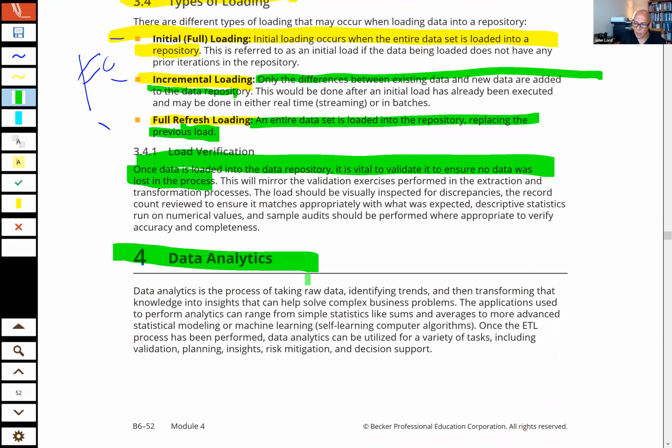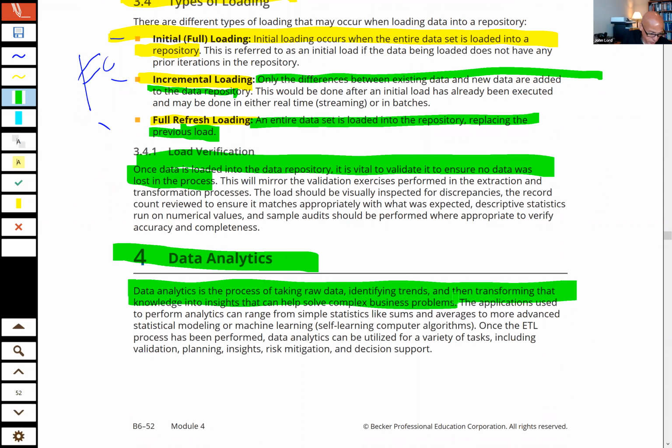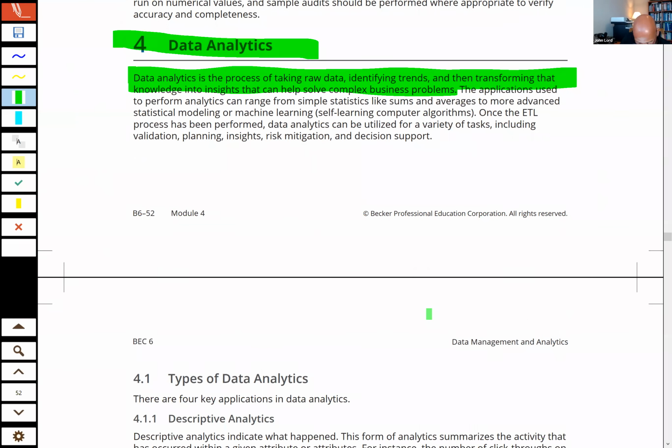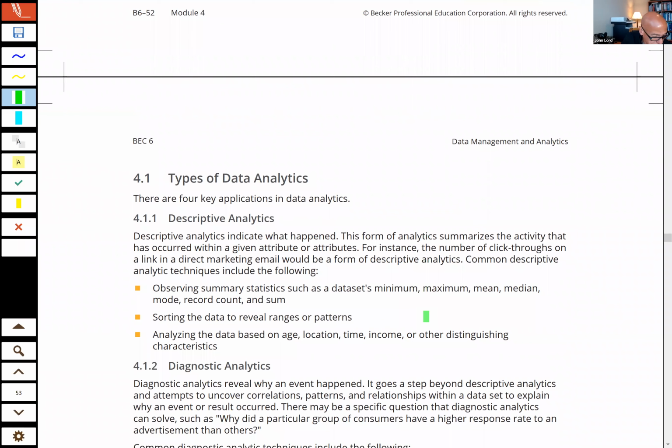Now, after all that upfront process, we can go ahead and start to do the analysis. So data analytics is the process of taking the raw data and transforming that into insights that can solve business problems, audit questions, whatever, right? So let's start to take a look at the types of data analytics.